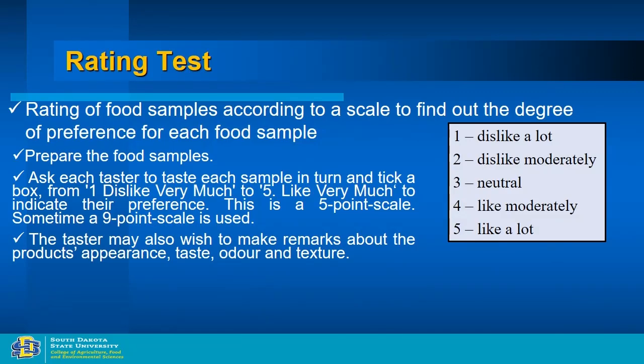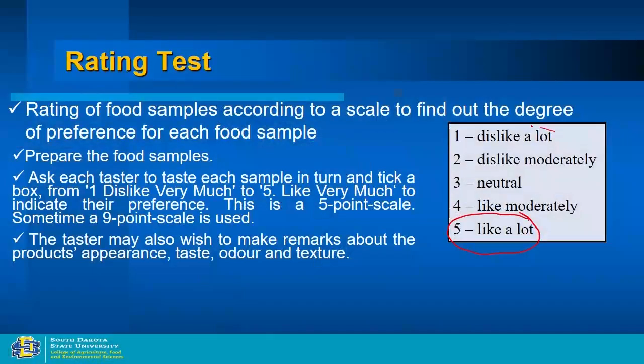Rating test. So it's a 5 scale. Yep. You can do either a 9-point scale or a 5-point scale. Typically, a lot of people do a 5-point scale. Sometimes they do a 9-point scale also. So rating food samples according to a scale to find out the degree of preference for each food sample is very important. If they say 5, like a lot, and 1, dislike a lot, obviously there is no 0 here.